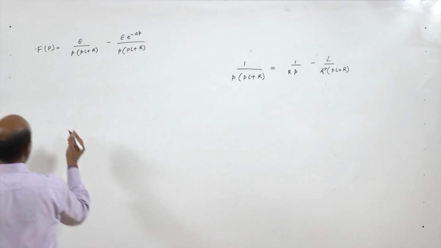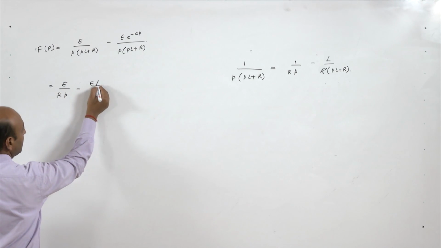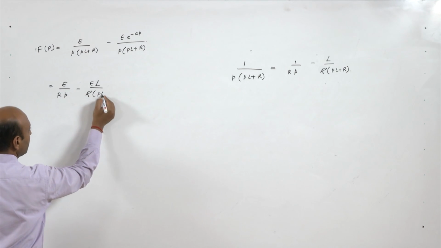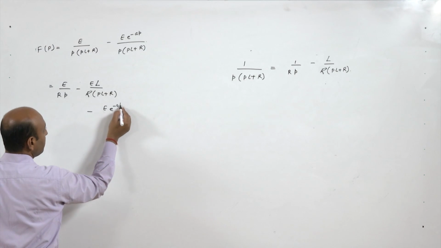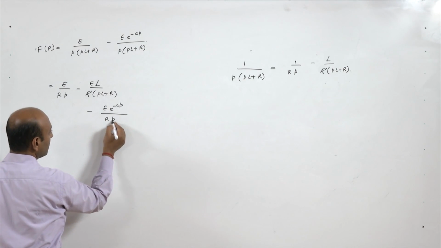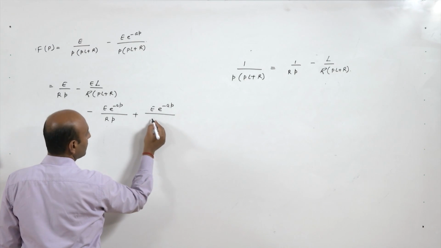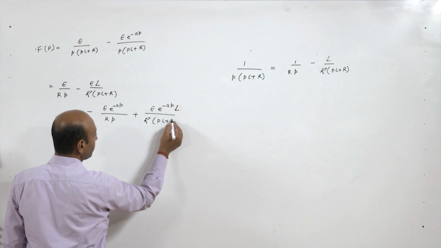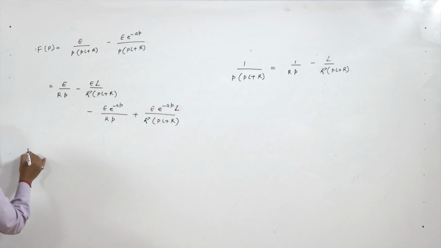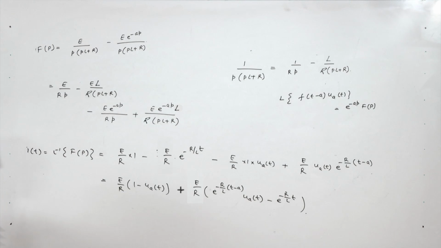So, what will be Fp now? It is E upon Rp minus E into e power minus AP upon Rp minus plus E into e power minus AP. Now, the Laplace inverse, that is It, will be Laplace inverse of Fp. So, this will be the Laplace transform of this expression.